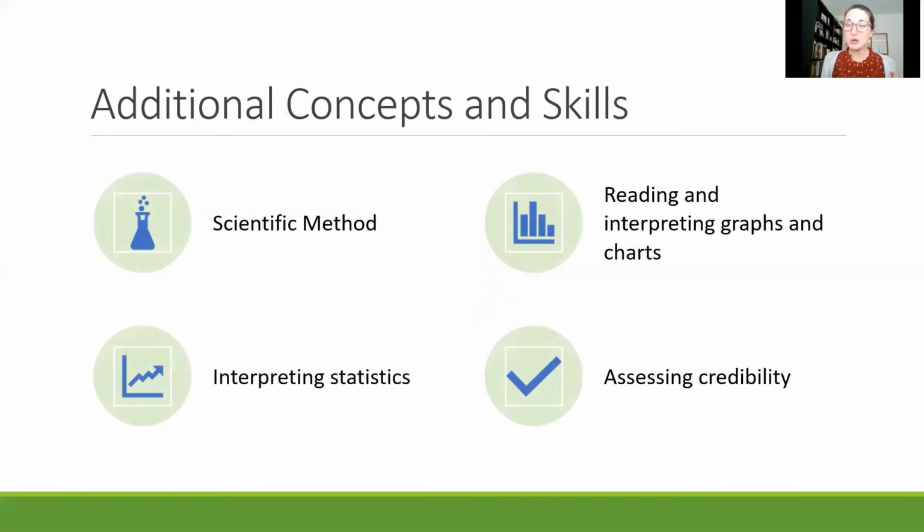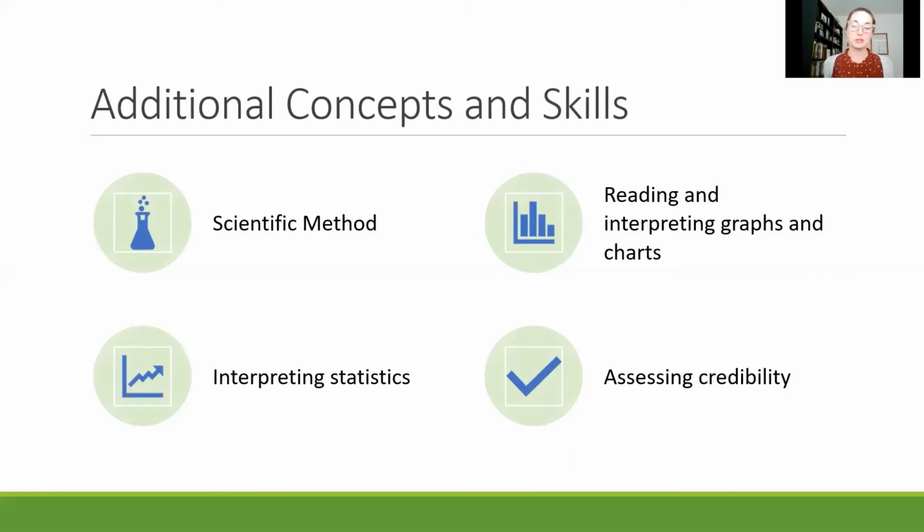Now, there are a few additional things you should know for this test. And one of them is the scientific method. And if you look back just a little bit on our channel, you'll be able to find a video on the scientific method and what the steps are and how to use it, how you might see it on the test. You'll also need to be able to read and interpret graphs and charts. And that's another video we offer right here on the Helms Academy channel that you can go back and watch to get a better idea of what types of graphs and charts exist and how you can read them well.